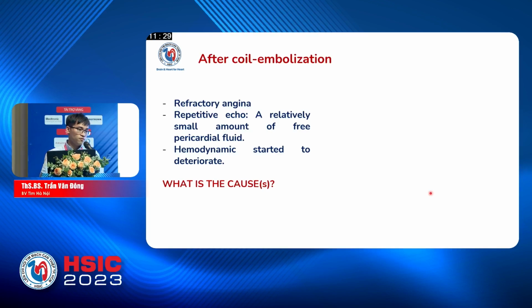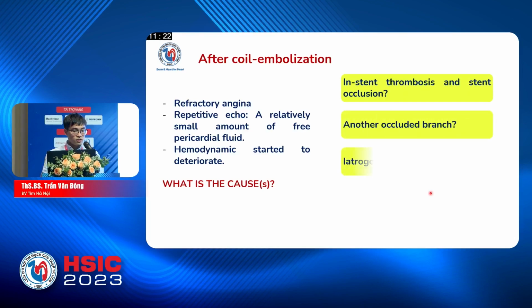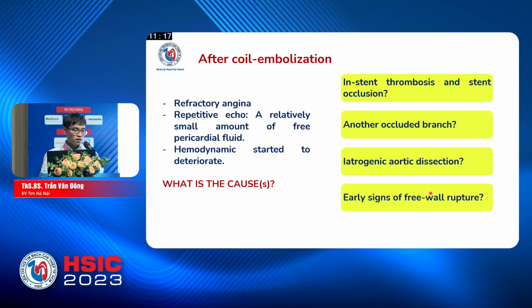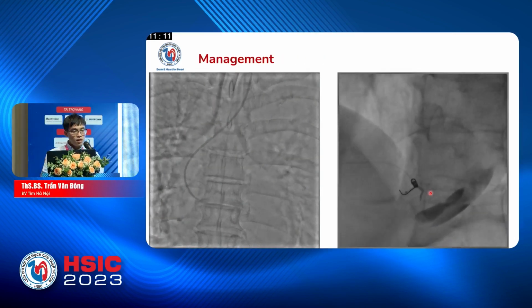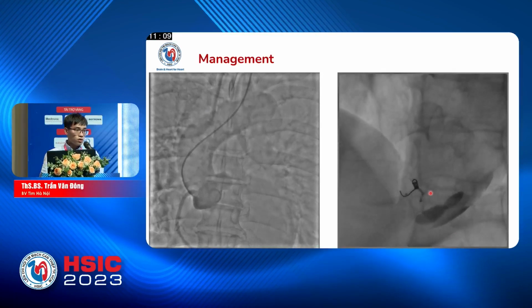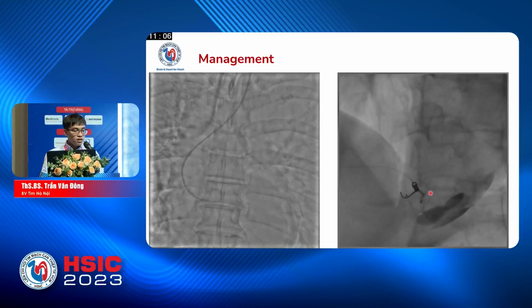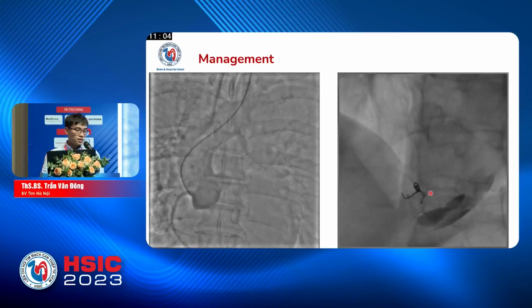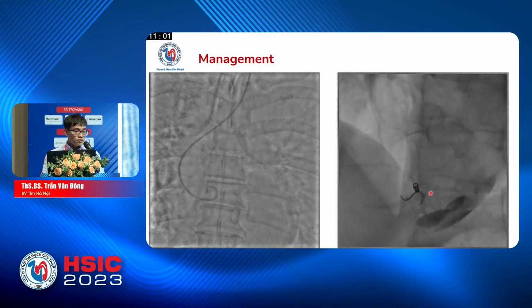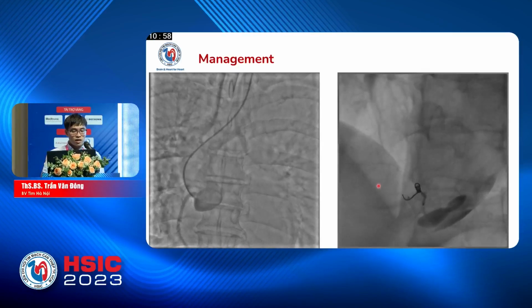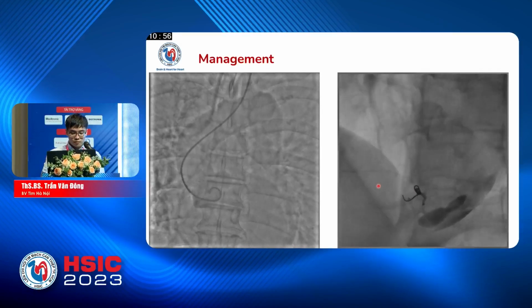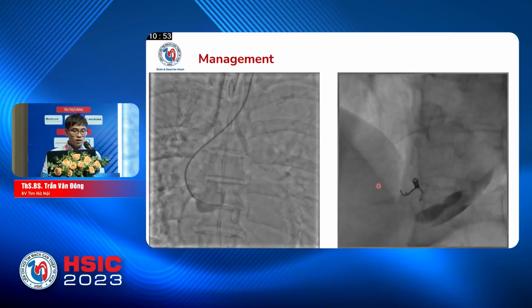So what is the cause of this problem? Is it in-stent thrombosis and stent occlusion, or another occluded branch, or iatrogenic aortic dissection, or are there early signs of free wall rupture? We don't know, and we have to find out. So first we did aortography, and we can see here that there are no signs of aortic dissection. And the second thing that we did at that time was try to embolize the perforated branch.